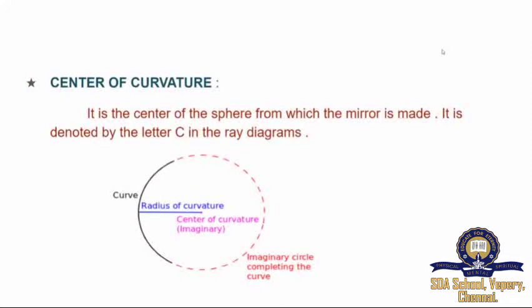First one, center of curvature. It is the center of the sphere from which the mirror is made. It is denoted by the letter C in the ray diagrams. A ray diagram represents the formation of an image by the spherical mirror.